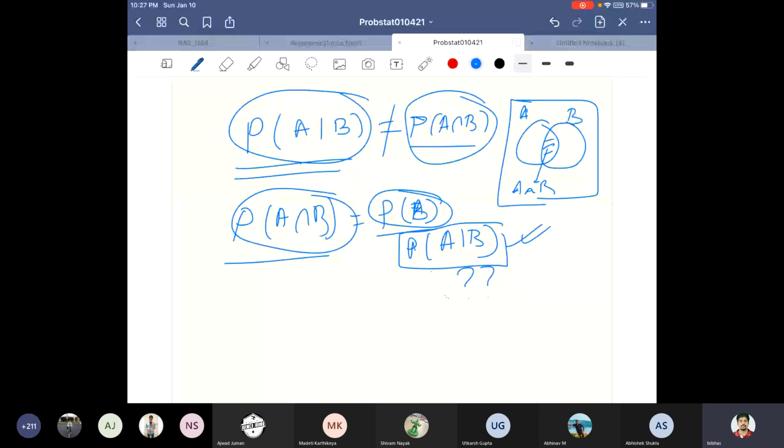Otherwise, you need to know the probability that you will attend the class, and the probability that it is raining and you are attending. Then only will you get this. So you need additional information.